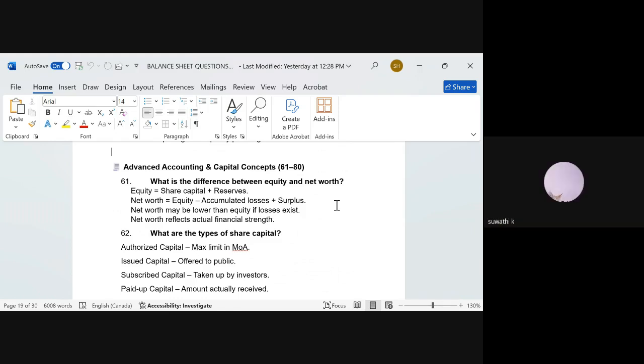What is the difference between equity and net worth? Equity is equal to share capital plus reserves. Net worth is equal to equity minus accumulated losses plus surplus. Net worth may be lower than equity if losses exist. Net worth reflects actual financial strength.